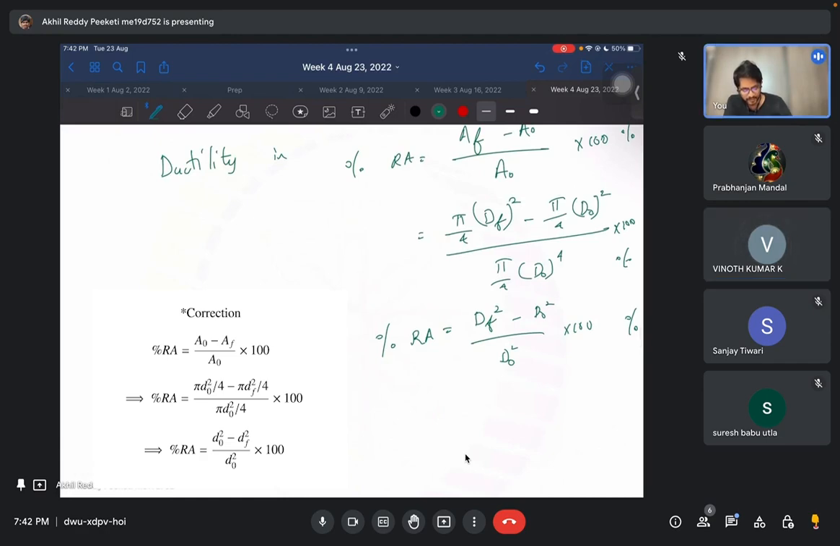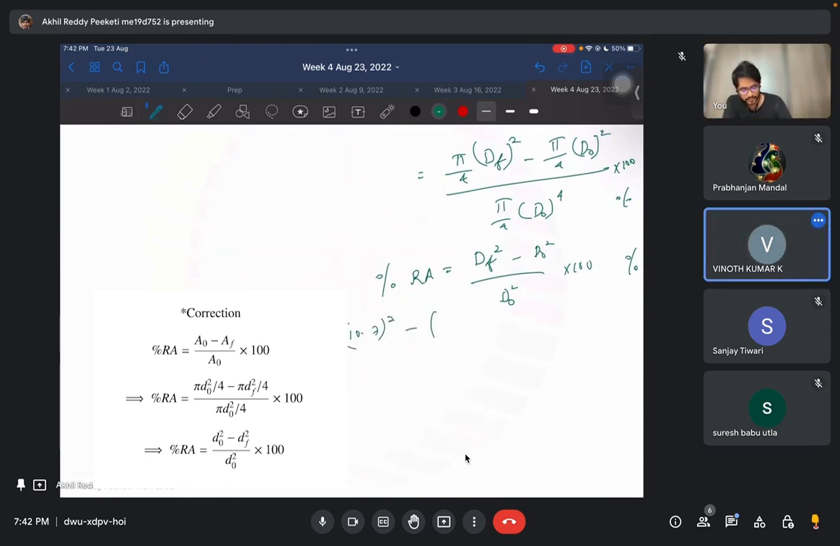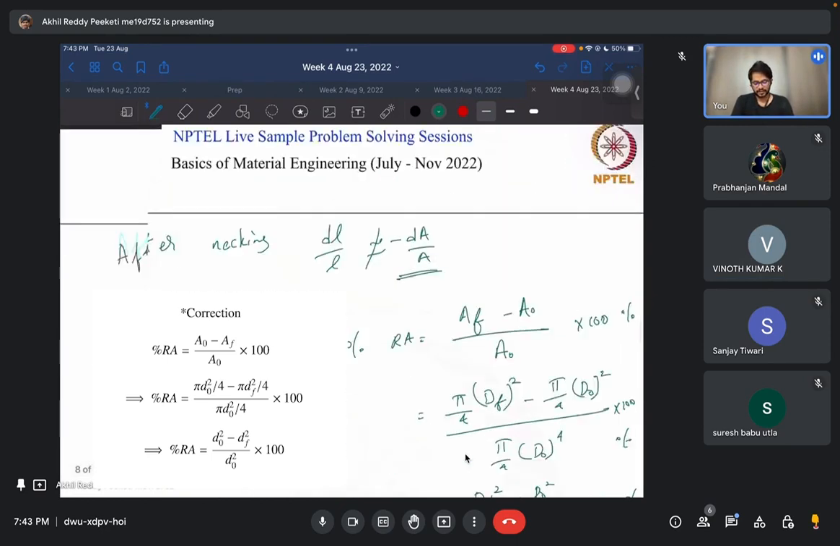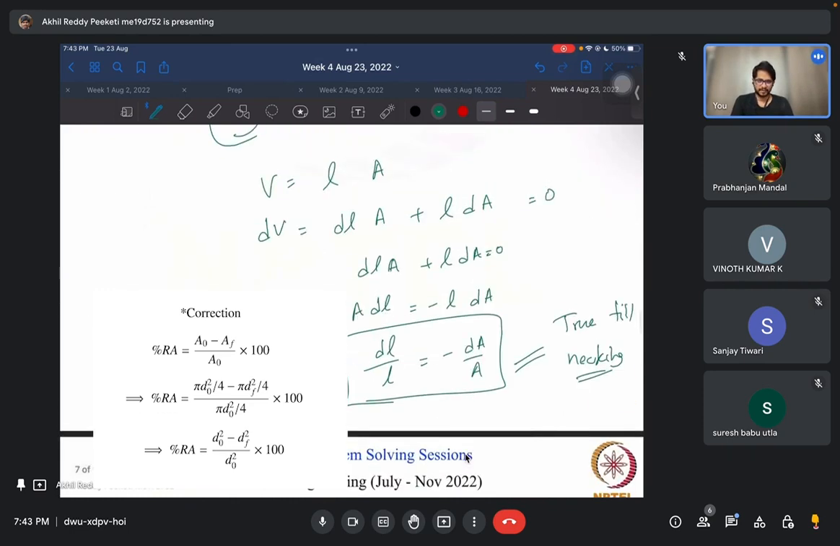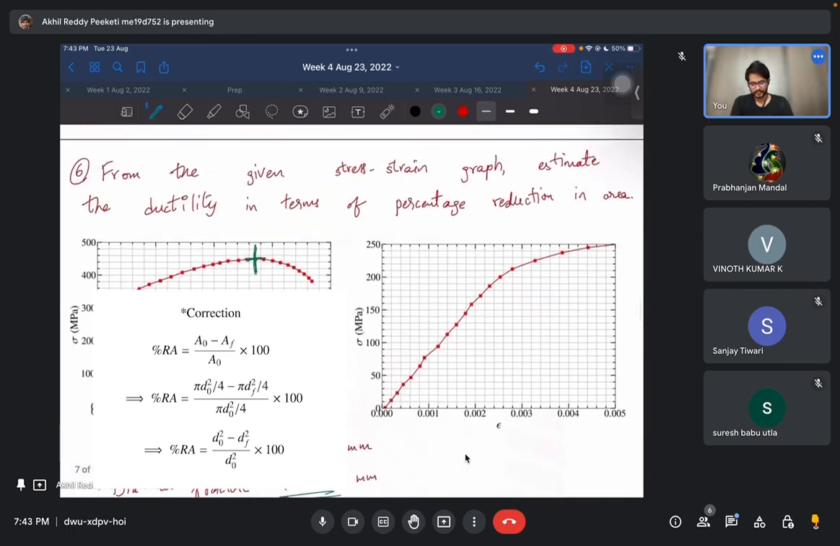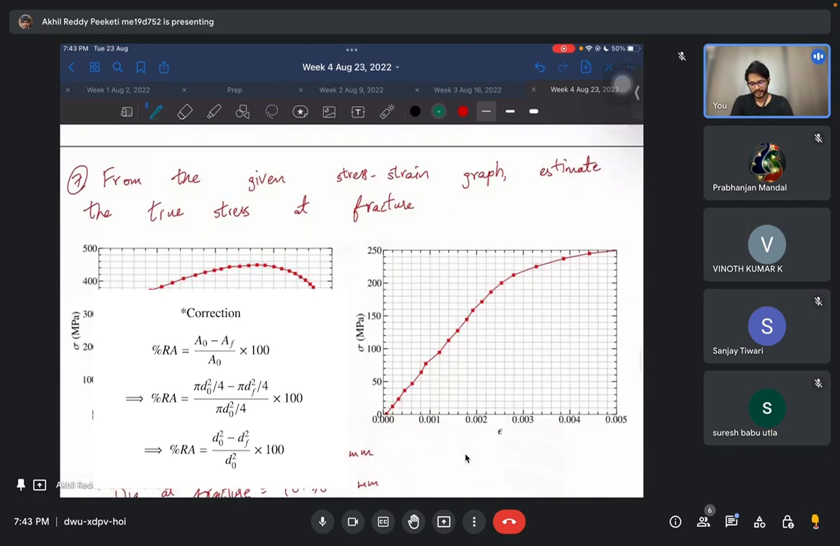Okay, now if you substitute, then you would get your answers 10.7 and 12.8. Yes, this is percentage reduction in area. The previous one is percentage elongation, so percentage change in length. These two wouldn't give you the same values, because after necking this is not true. So both of them will give you different values, but both of them are terms of ductility only. Okay, is this clear? So let's move on to the next question.